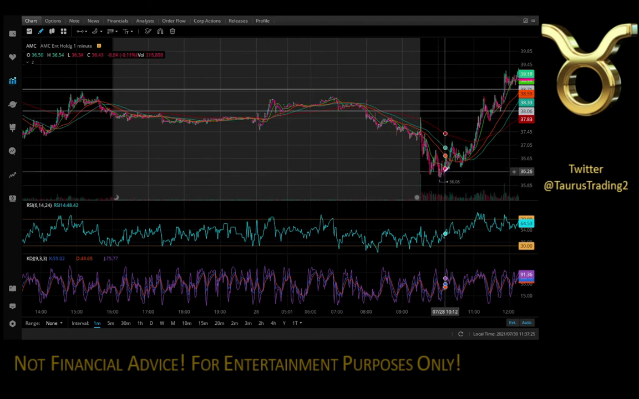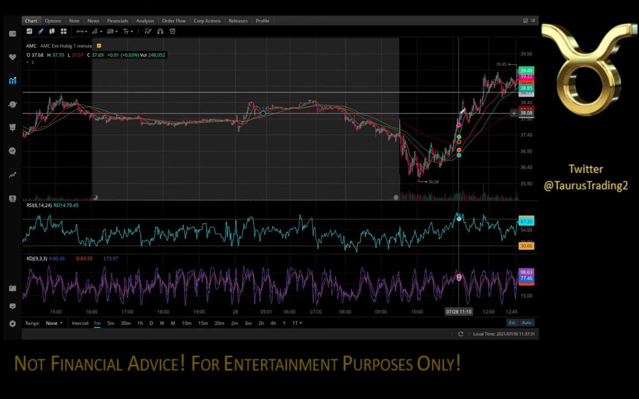And what does it end up doing? Fighting its way back, fills the gap, and then gets rejected here. Went a little further, got rejected. Every day at some point it will fill the gap. Maybe not that day, but if it's a large gap, it may not fill that day, but it will fill the next day or two if it's a big enough gap. So that's how you can, and it's not just for AMC.